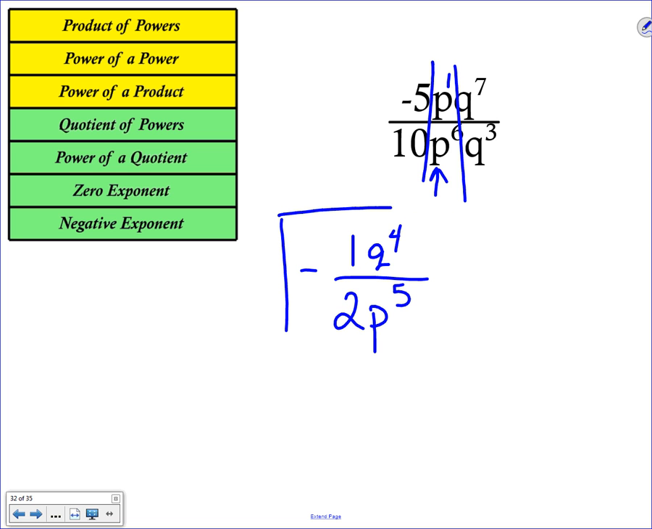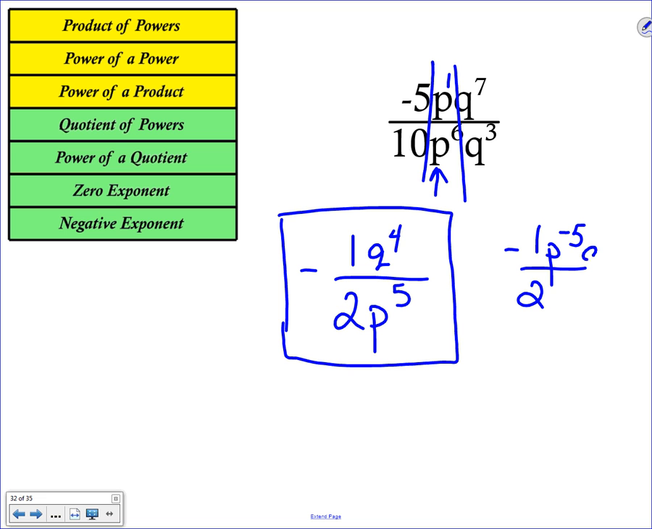If it makes more sense for you to subtract them straight and say that you have p to the negative 5 and then q to the 4 and then bring the p to the negative 5 to the denominator later, do it that way. Whatever makes the most sense to you. Just a couple more.